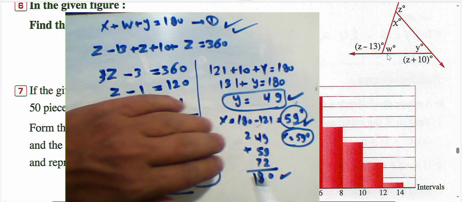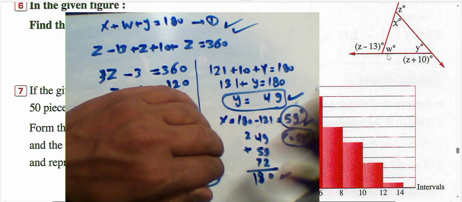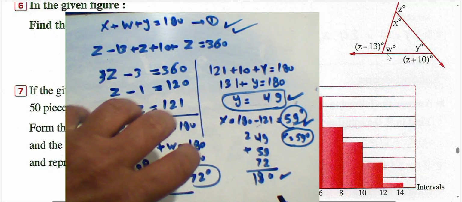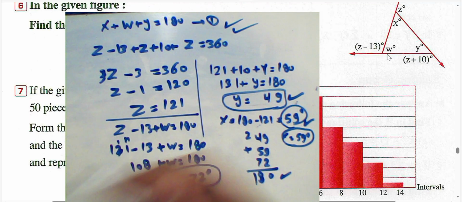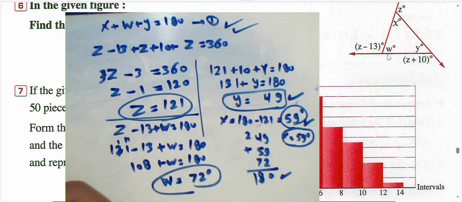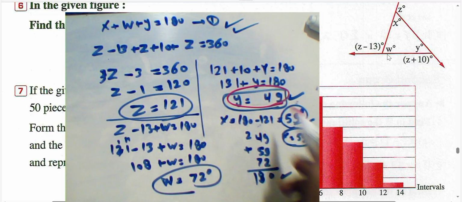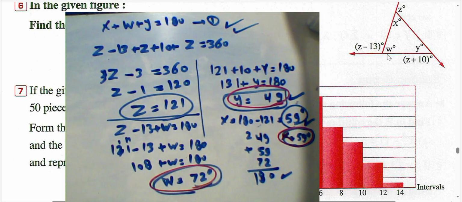You can find y and x first, then collect them together and subtract the result from 180, without needing to find z by this method. By finding this answer, we make sure the answer is correct or not. Okay, then the solution here: z equals 121, y equals 49, x equals 59 degrees, and W equals 72. It's an important question, my students.